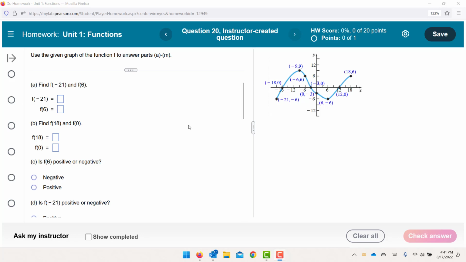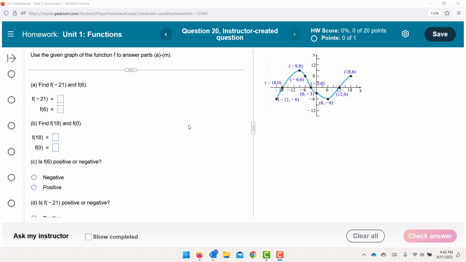Hello everyone. I've gotten some emails asking about this question, so I thought I would just make a video and send it to everybody. This is the last question from the Unit 1 functions homework, and it has a lot of parts, so it's a good question to study. But anyway, let's go through all the parts.